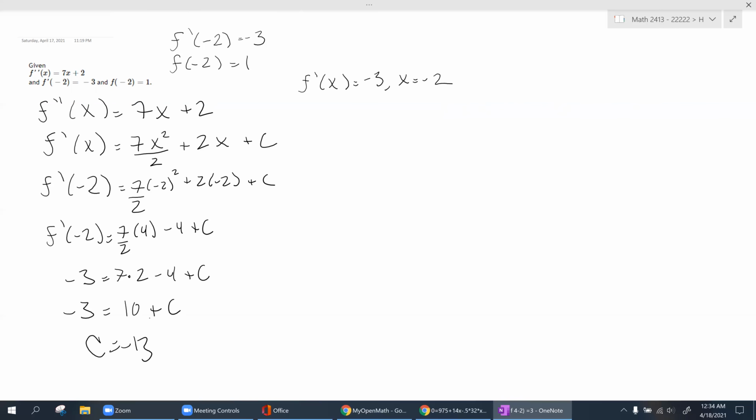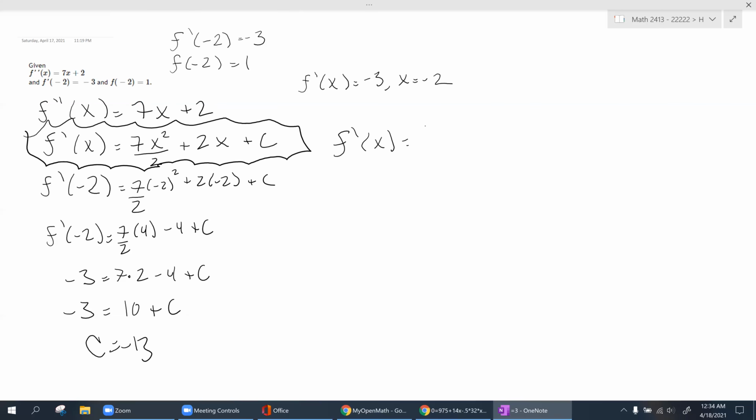So I get c is equal to -13, by just algebraic manipulation. 7 times 2 is 14. 14 minus 4 is 10. -3 minus 10 is equal to -13. And just like before, the one that I wanted to save was this one here, the one that I derived. So my first derivative with c already solved is 7 over 2 x squared plus 2x plus c, but I know what c is, -13.